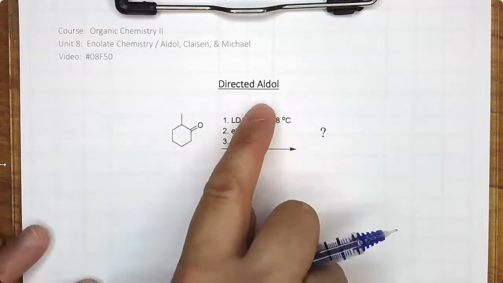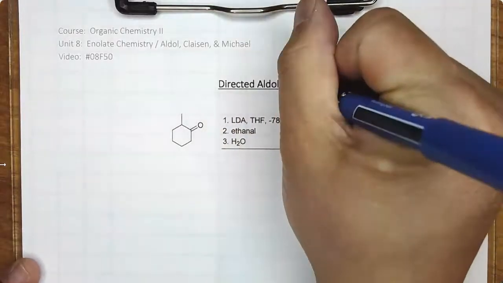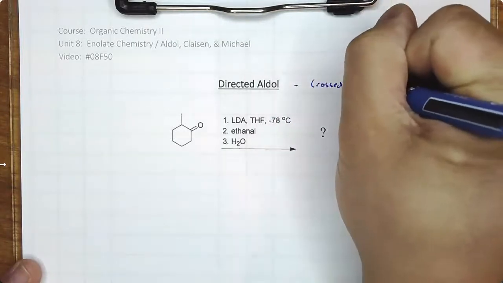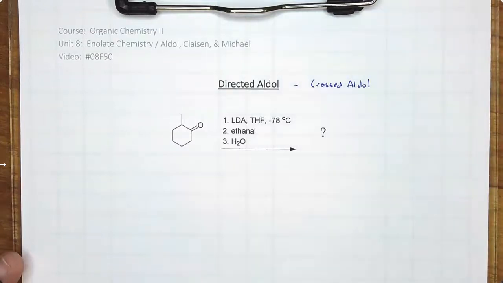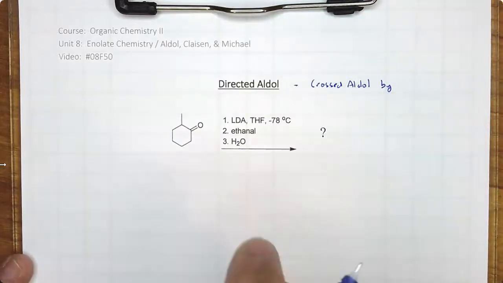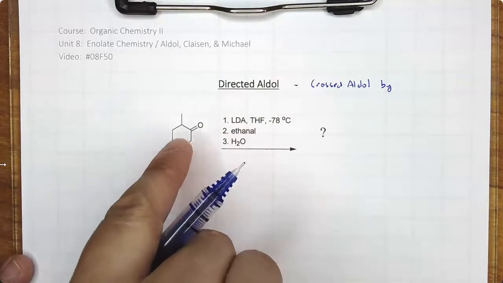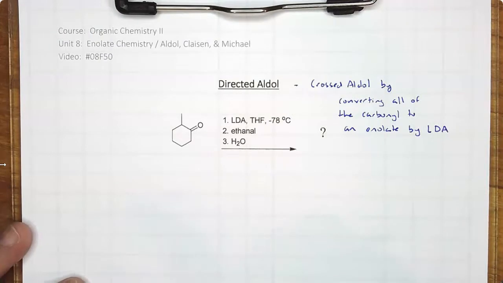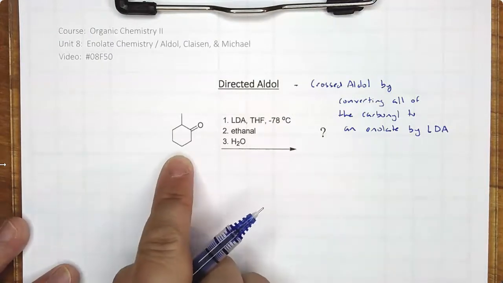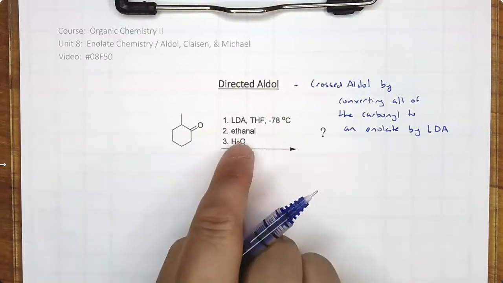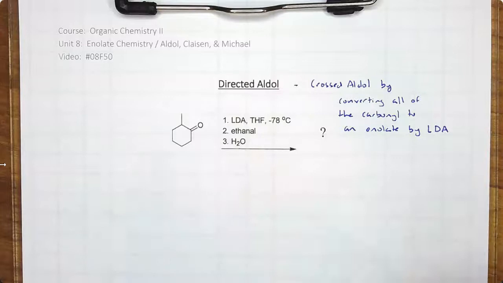Let me add a subtitle to this. It's a way to run a cross aldol by making the enolate with LDA, or we could say by converting all of the carbonyl to enolate. How does that help us? Well, if we could convert all of this to the enolate, then we could throw in any other carbonyl, in this case ethanal, and then we'll do a cross reaction.